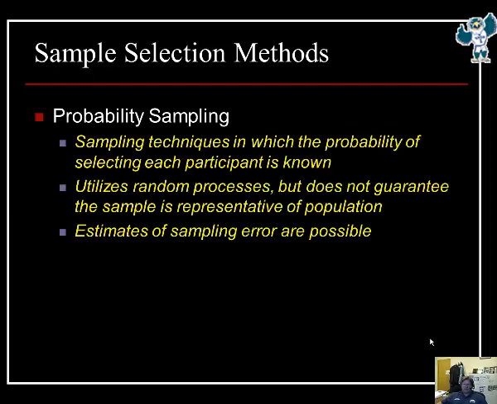Sample selection methods. Probability sampling uses sampling techniques in which the probability of selecting each participant is known. It utilizes random processes but does not guarantee the sample is representative of the population. It allows us to estimate the sampling error in the study.